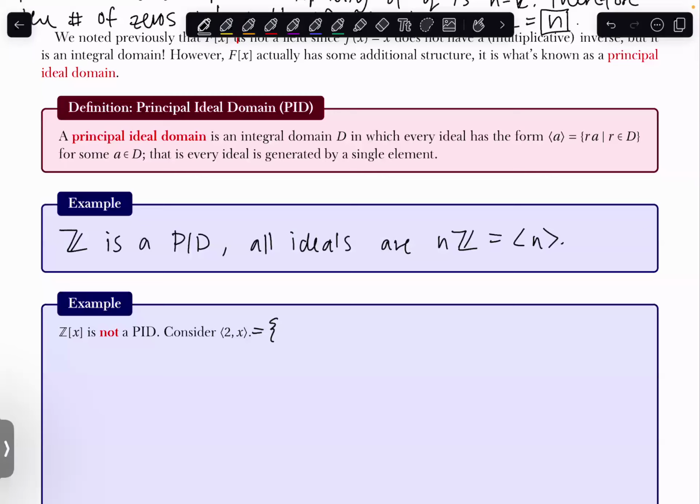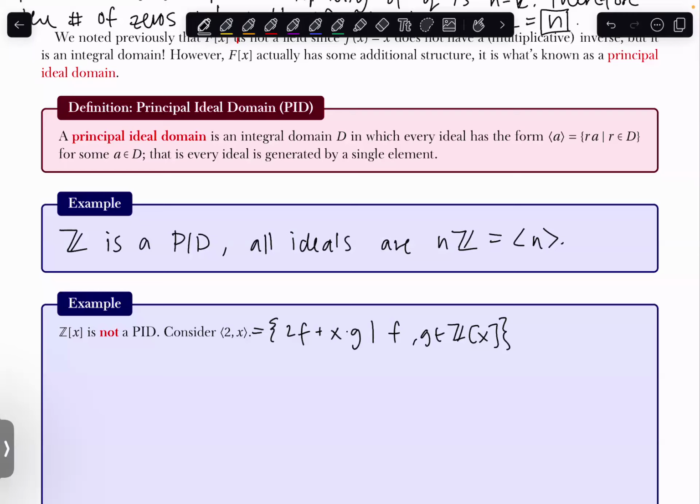Really what I want to do is think multiples of 2, multiples of x, and add them together. That's what this ring is going to look like. Instead of just being multiples of one of the elements, if I want both, I'm going to add them together. So here this would look like 2f plus x times g for f and g inside of your polynomial ring. Previously, if I just wrote generated by 2, it would look like this. If it was just generated by x, it looked like this.